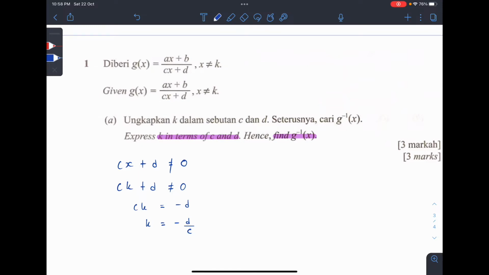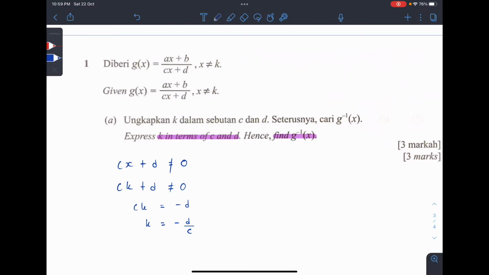And did we express k in terms of c and d? Yes, we did. k is on the left, I've got my equal sign, and I've got negative d over c. So what does this all mean? Basically, if I substitute negative d over c into the x, you're going to get 0 for the entire bottom section. So x just can't be negative d over c. Anyways, that's the first part of the question done. We have already expressed k in terms of c and d. Let's move on to g inverse.